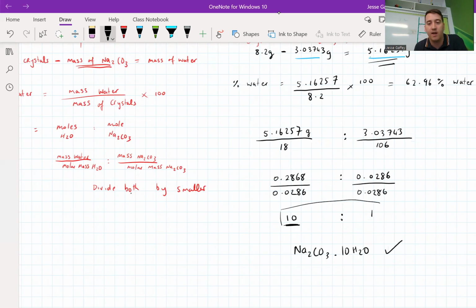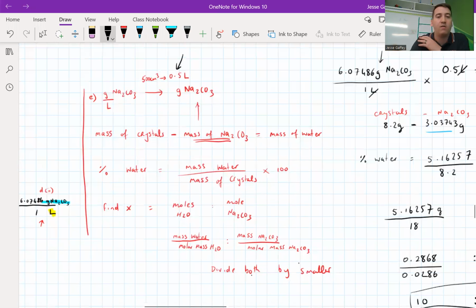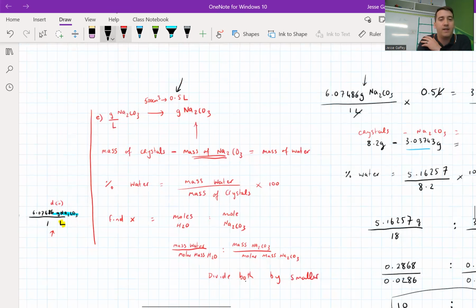Even if you only had this line here, you'd probably get all the marks for this. But this just tells us that this is the correct formula. So a tough little question, especially this last bit in red. If you want to make notes here, these would be notes on how to find X, which is the amount of water of crystallization.